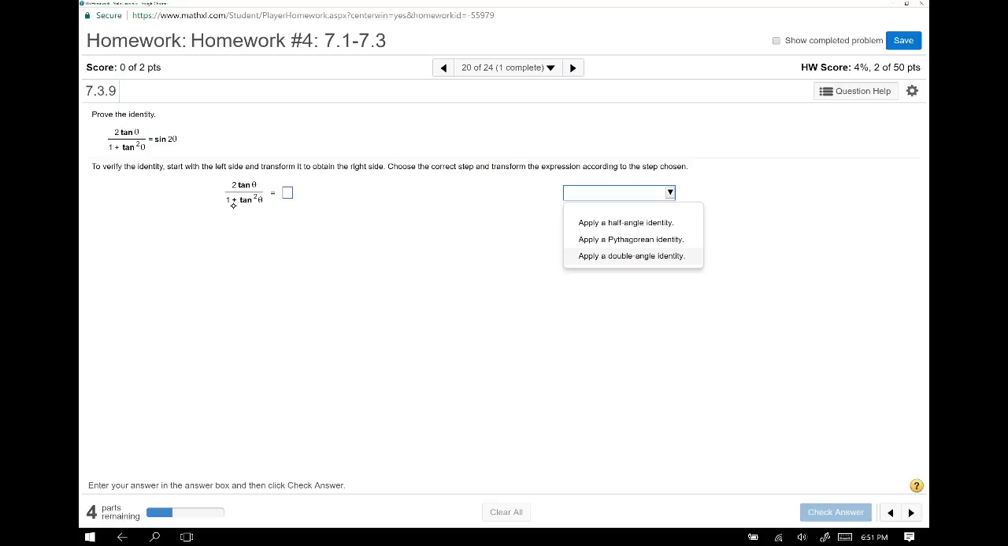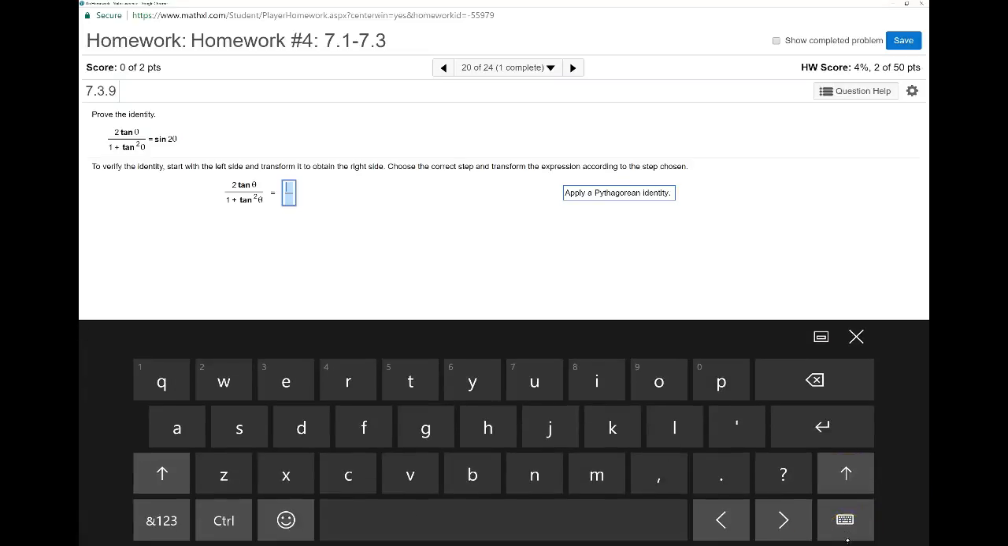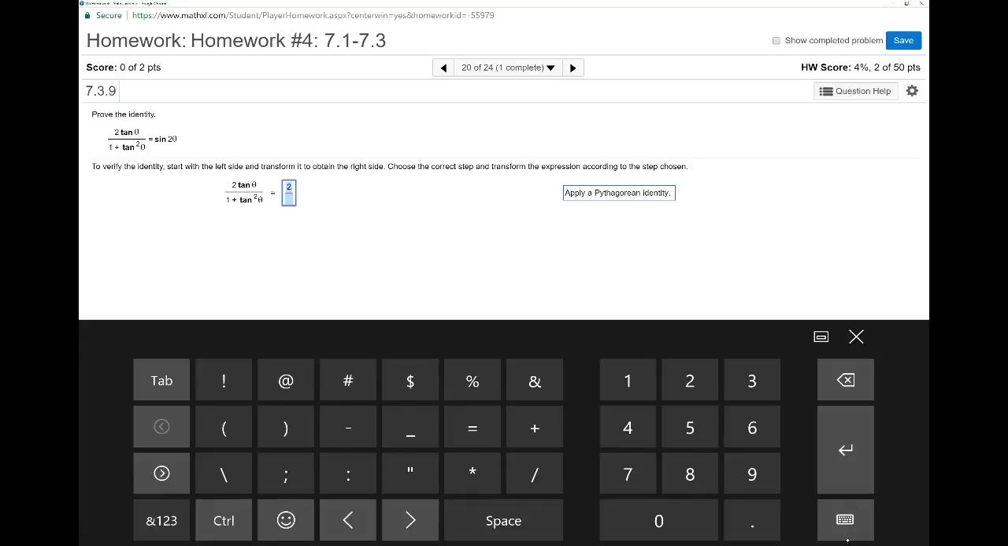It doesn't match. So what we're going to do is apply a Pythagorean identity, because that denominator, 1 plus tan squared, is a Pythagorean identity. 1 plus tan squared is equal to secant squared. And that's the only thing I'm going to do here: replace my denominator of 1 plus tan squared with secant squared. The top's going to stay exactly the same. My top is going to stay 2 tan theta.